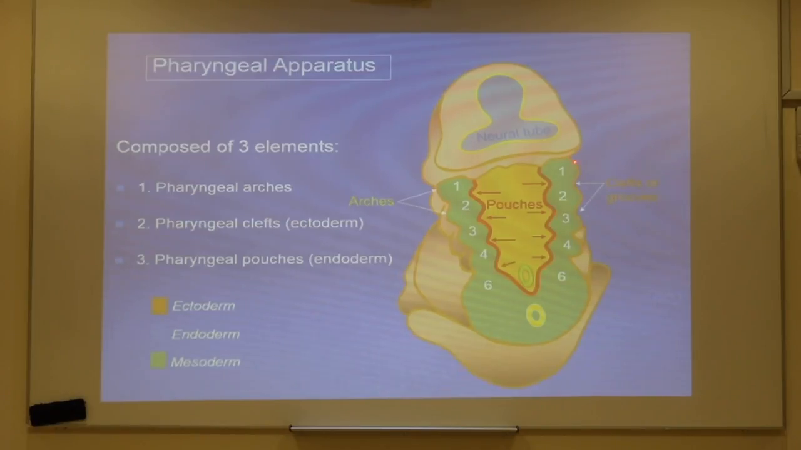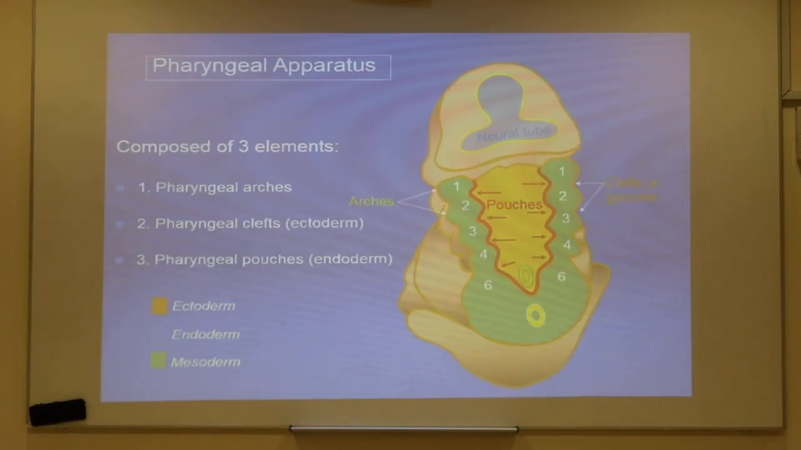Now on the outer side, because of each bulge, there are 1, 2, 3, and 4 bulges. You can see in between these bulges, these are clefts. Can you make out these clefts? 1, 2, 3, 4 clefts. And on the inner side, the endoderm, there are pouches, 1, 2, 3, and 4. So on the outer side, you have clefts, the pharyngeal clefts. On the inner side, you have pouches.